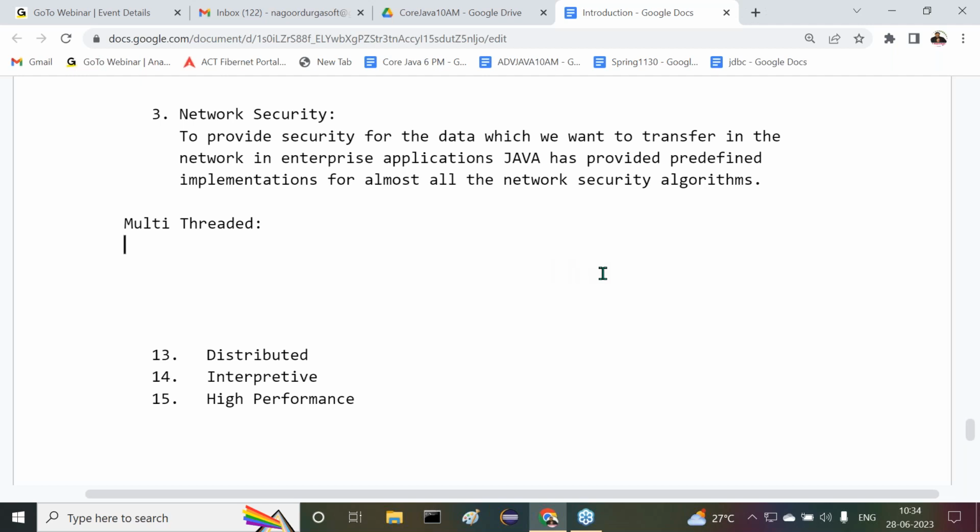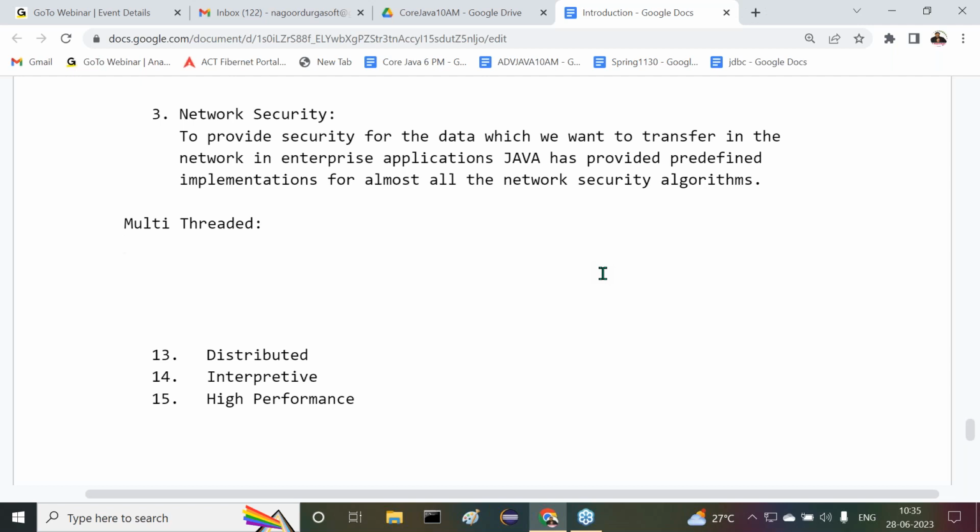Observe carefully. Thread is a flow of execution. Thread is a flow of execution to perform a particular task. For example, say a bank application is available. Listen carefully. In the bank application, I have a task. What is my task there? Withdrawal is a task. I need to write code for the withdrawal operation in my bank application. So that is a task.